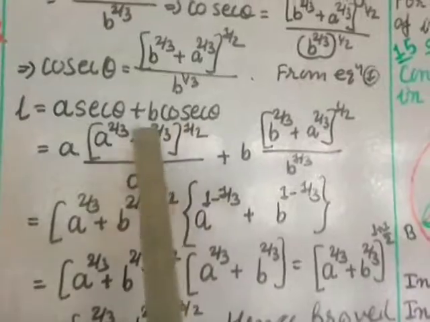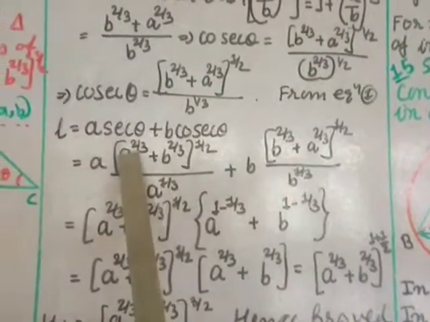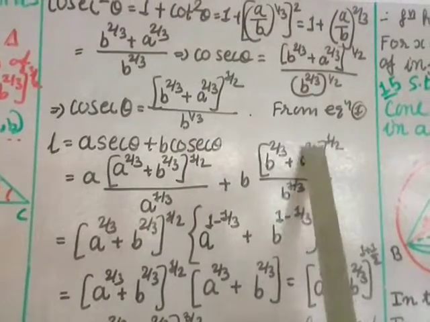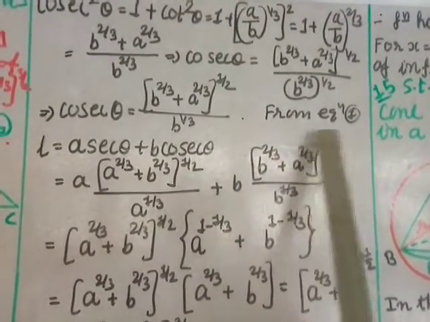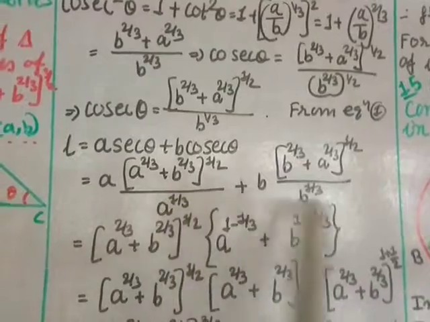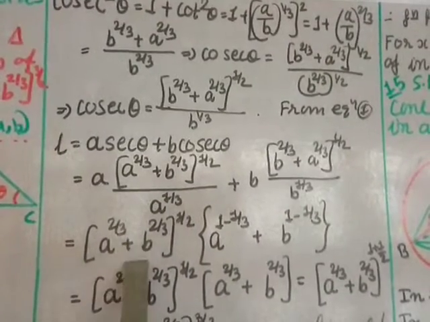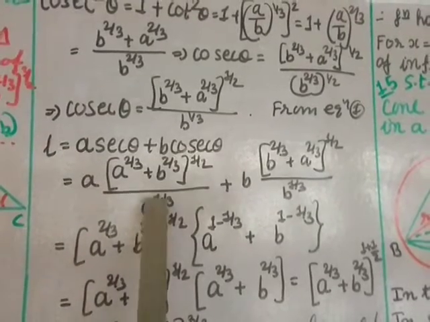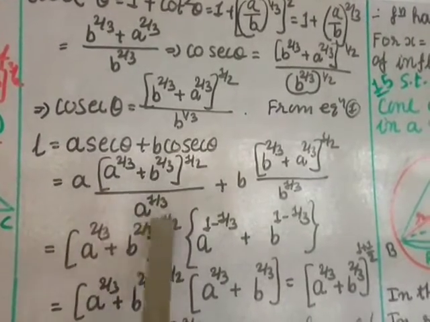Now see here, this and this you can see are the same terms. Here (a^(2/3) + b^(2/3))^(1/2), and here (a^(2/3) + b^(2/3))^(1/2). So you can take it common. I have just taken it common here: (a^(2/3) + b^(2/3))^(1/2). So here remains a divided by a^(1/3). These two you can combine.